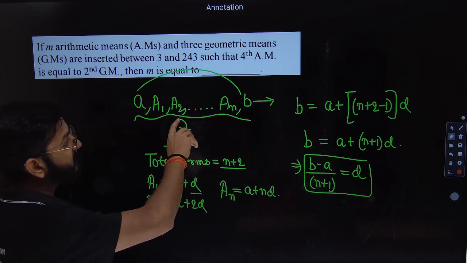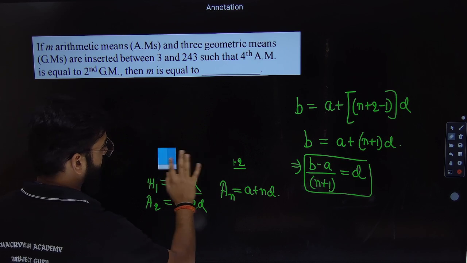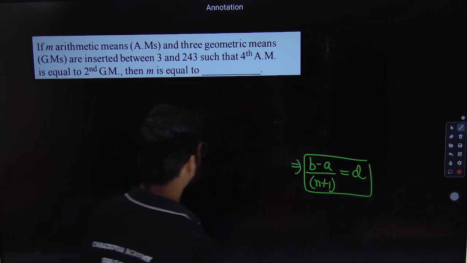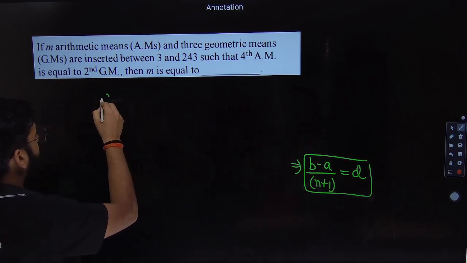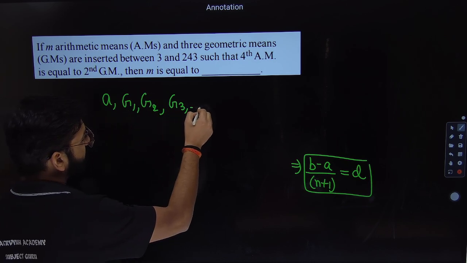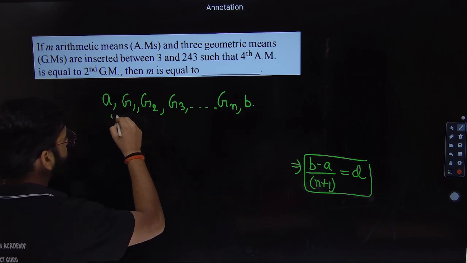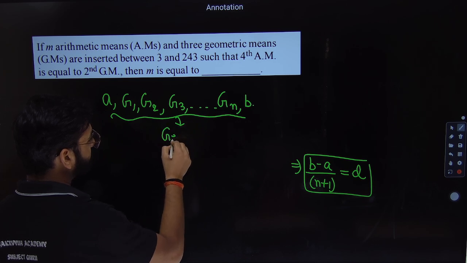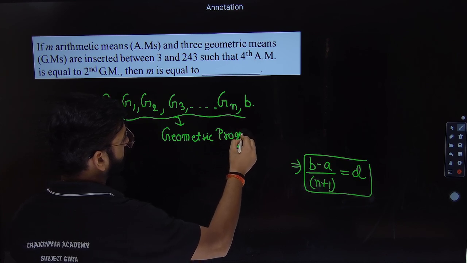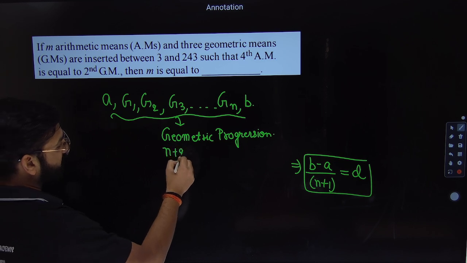So I'm erasing this part. Anyone copying? Suppose I have A and G1, G2, G3 till Gn and B. So this resulting sequence will be a geometric progression. How many terms are there? N plus 2.